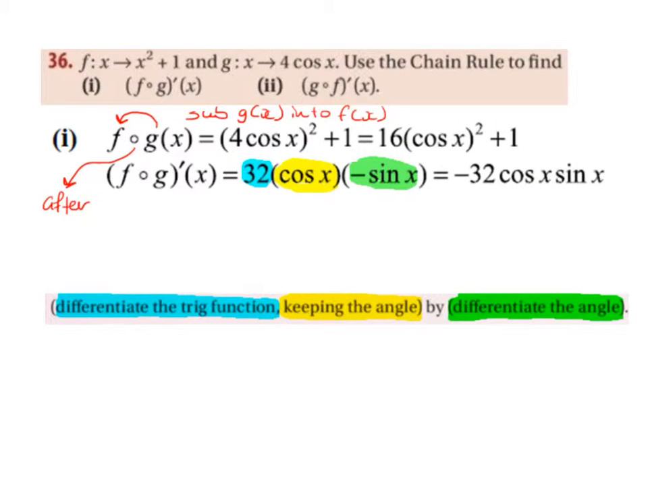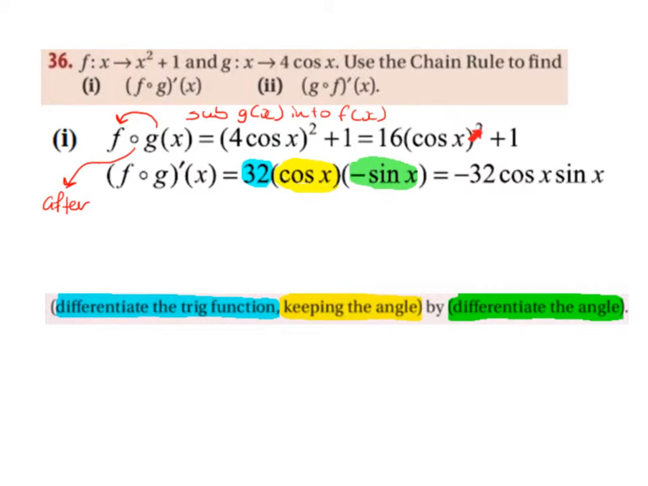So all we have to differentiate is the 16 cos x all squared. So we're going to use the chain rule since we have a power, and since we have a trig function, we can use this to guide us. So the chain rule is our outside-inside rule. So we differentiate the outside, so we bring the power down in front. 2 comes down in front, it gets multiplied by the 16 to give us 32. So we differentiate the trig function.